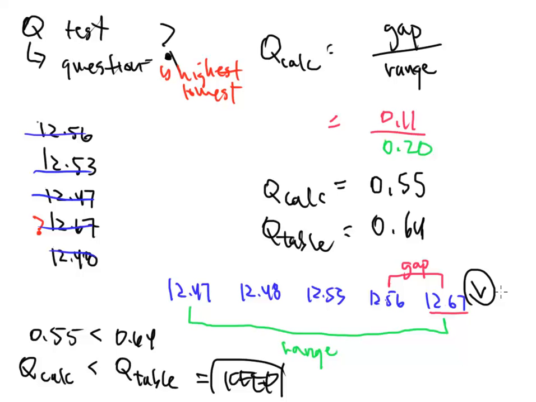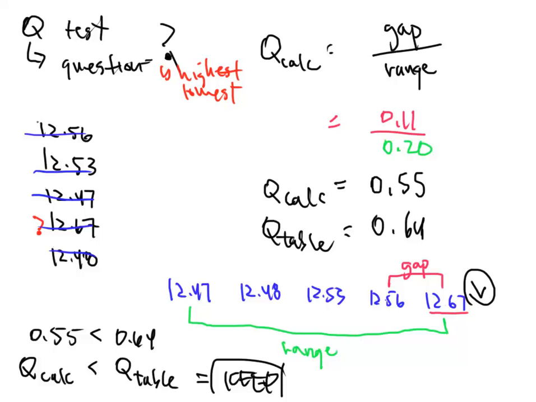So we would have to keep that in your data set. We would have to report that as an actual measurement that affects your precision and that affects your accuracy. So again, it's very important to take a look at those two concepts throughout the entire time. All right, so that's the Q calc and the Q table.